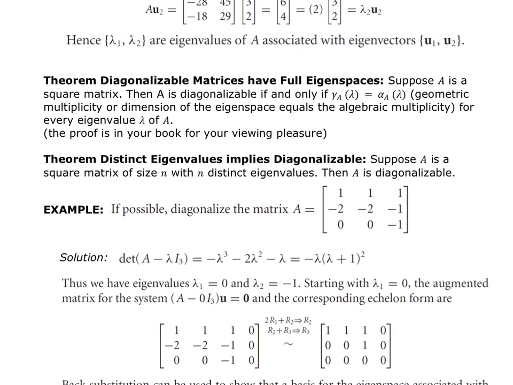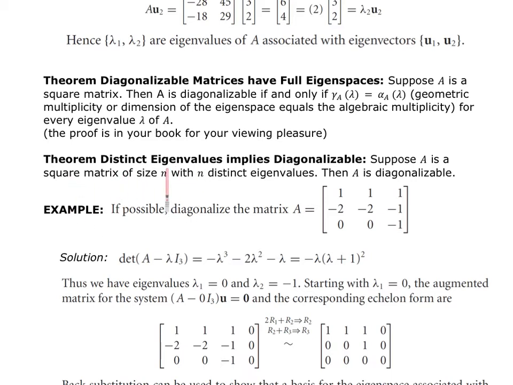So let's move on to the next theorem. The next theorem says, diagonalizable matrices have full eigenspaces. Suppose A is a square matrix, then A is diagonalizable if and only if gamma sub A of lambda equals alpha sub A of lambda. Remember, gamma sub A of lambda is the geometric multiplicity, or the dimension of the eigenspace, and alpha is the algebraic multiplicity of the eigenvalue, for every eigenvalue lambda of A.